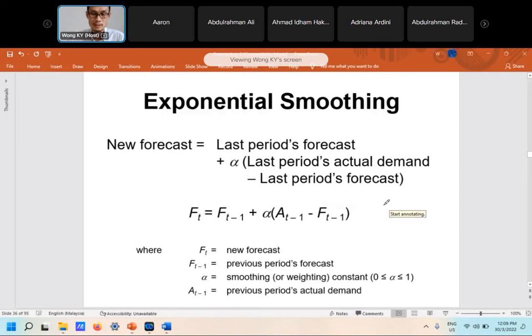Got it? I'll put it another way. What is the forecast of February? Let's say T is February. Actually, not February, maybe April. We are now in March, right? So we want to forecast April. The forecast of April equals the forecast that we made in March, plus alpha multiplied by the actual demand in March minus the forecast that we made in March for March. Hope you understand.